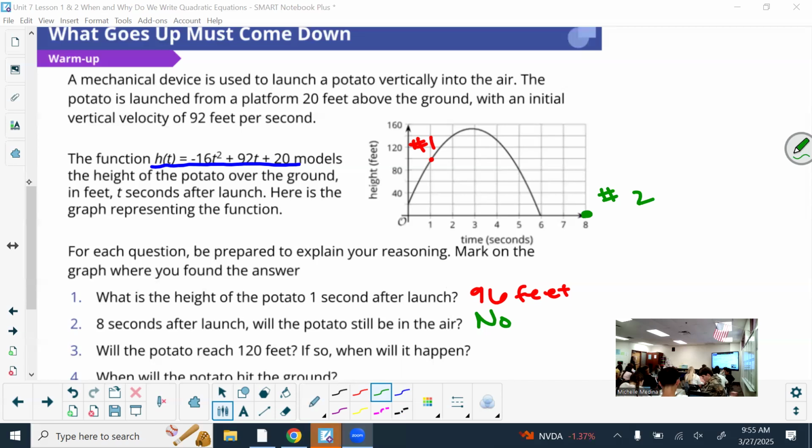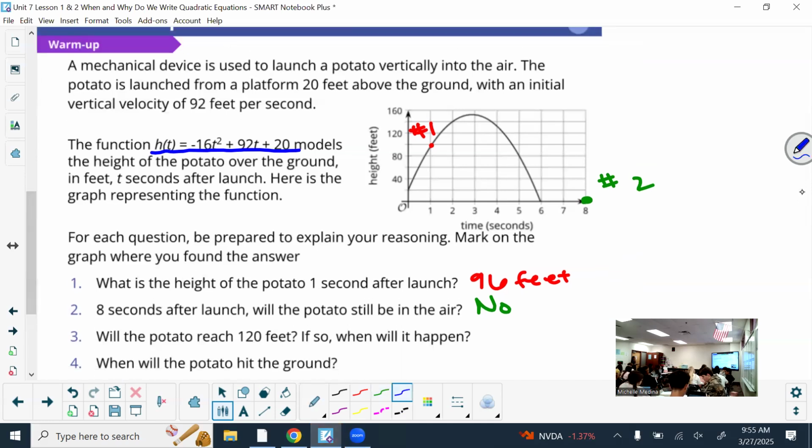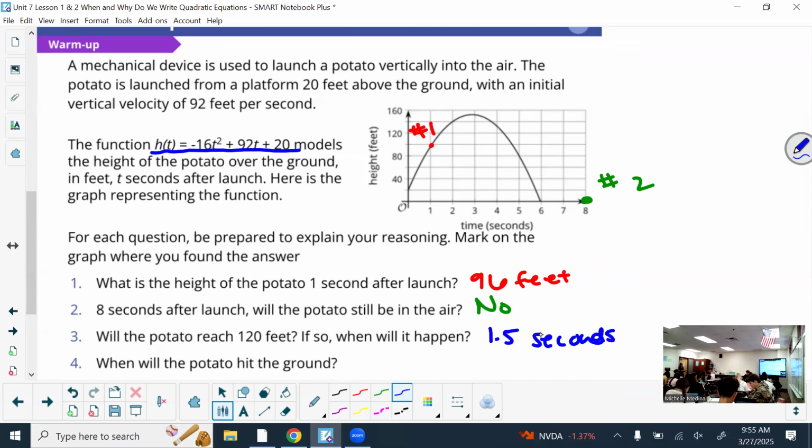Number 5, will the potato reach 120 feet? If so, when will it happen? 1.5 seconds. So that means it does reach 120 feet. Where did you find that on the graph? Where did you look? Right. The 120 on the y-axis, because the y-axis is for height. See if it touches 120, it actually touches the 120 in 2 spots.